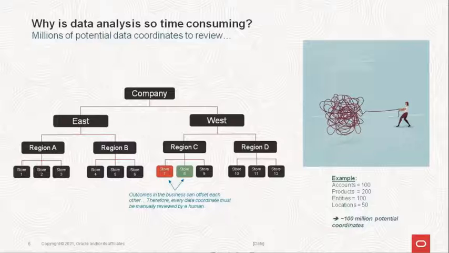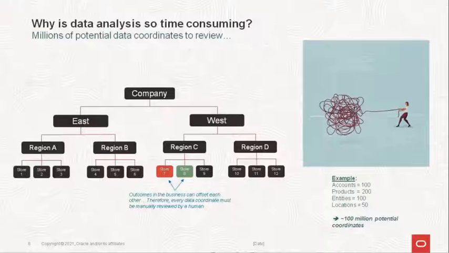Now, clearly, that's not necessarily every coordinate's going to have data. There's the concept of data sparsity. So you would probably reduce that by at least 50%, if not more. But still, that results in millions and millions of records, millions of coordinates that human eyes need to look at. And that is a lot of data, and that takes a lot of time.